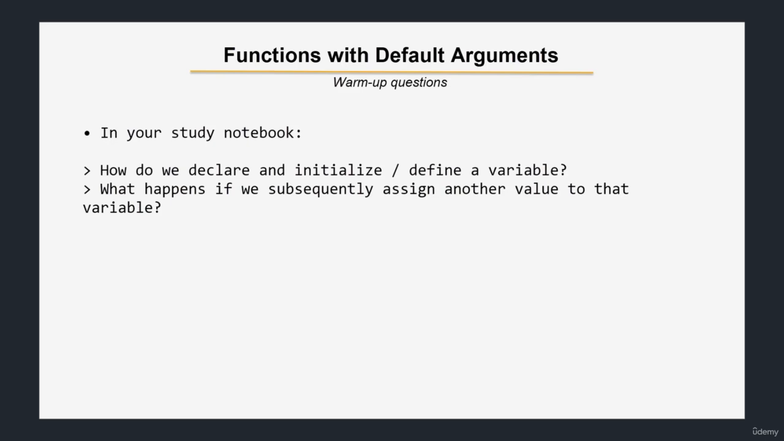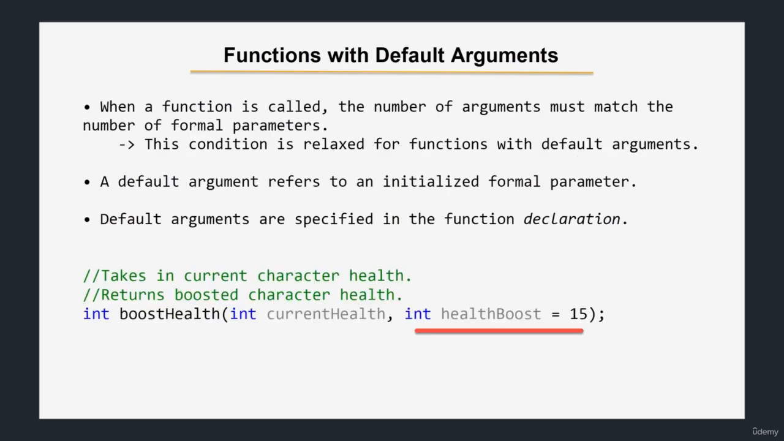Firstly, how do we declare and initialize or define a variable? Then what happens if we subsequently assign another value to that variable, later on in the program? So very easy questions that you should be able to answer at this point. Okay, so I'm going to assume that you wrote those down, or you've thought about those at least, and I'm just going to move on here.